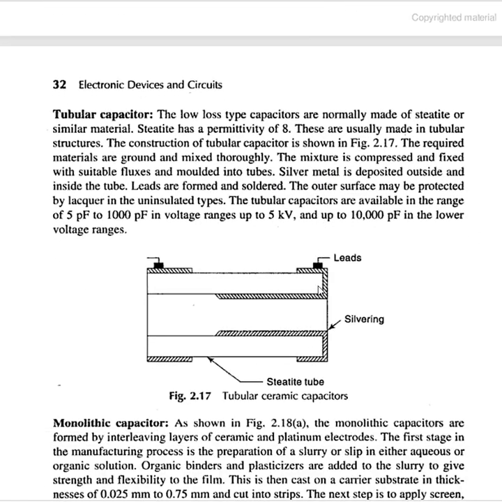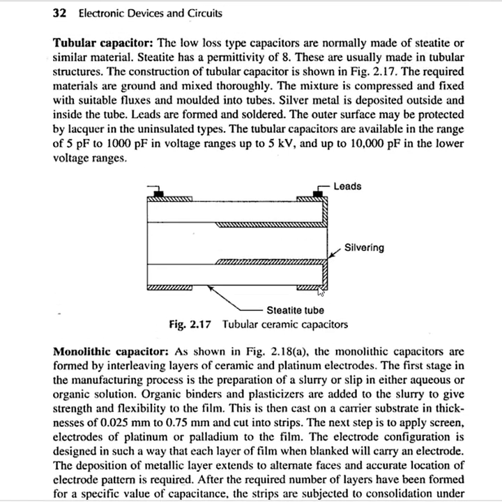Tubular capacitors. The low loss type capacitors are normally made up of stearate or similar material. Stearate has a permittivity of 8. They are usually made in tubular structures. The construction of tubular capacitor is shown in the figure 2.17.